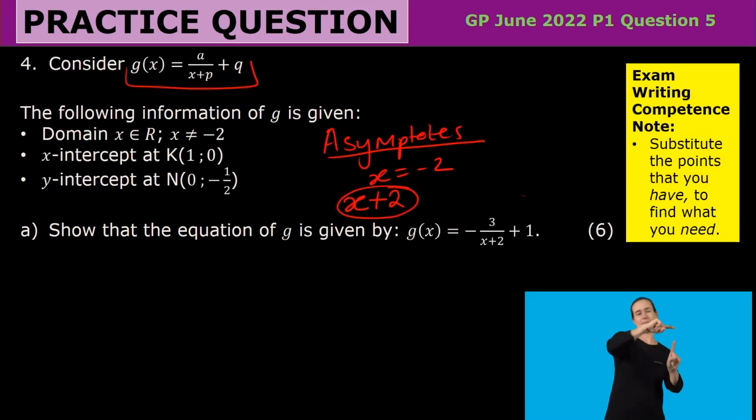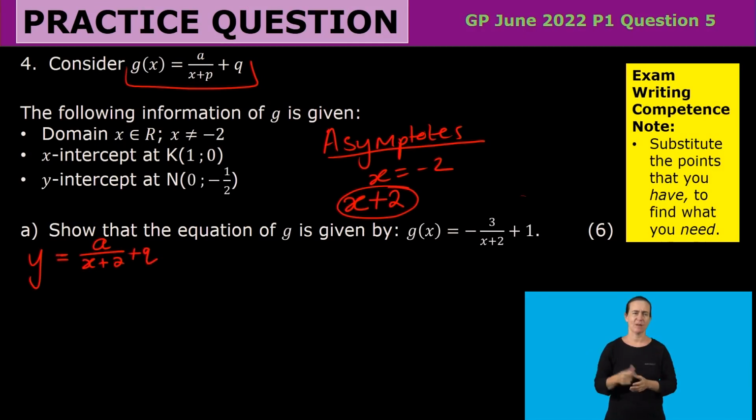So we know that in our formula, that's what we are going to substitute. So we have there y is equal to a over x plus 2, plus q.